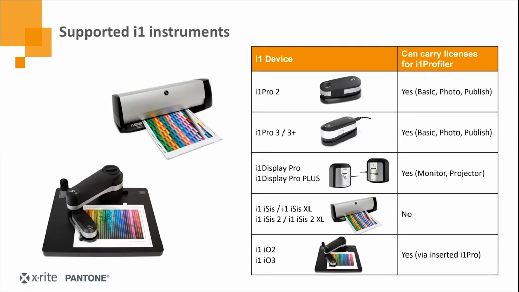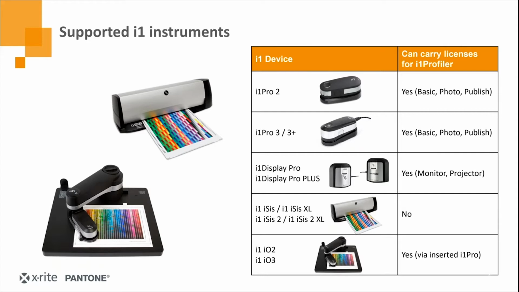Aside from i1 or i1 Display devices, i1 Profiler supports further instruments. One is the i1 iO table, iO 2 or 3 measurement table, which helps to automate measuring printer test charts with an i1 Pro 2, respectively i1 Pro 3. The iO itself does not carry licenses for i1 Profiler, but of course the inserted i1 Pro may do it, and i1 Profiler recognizes these licenses.